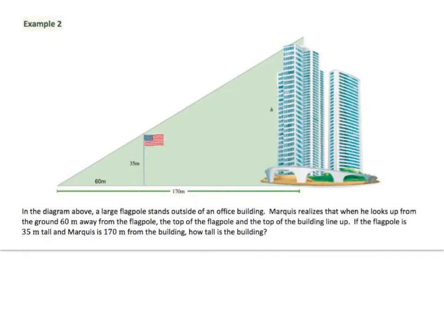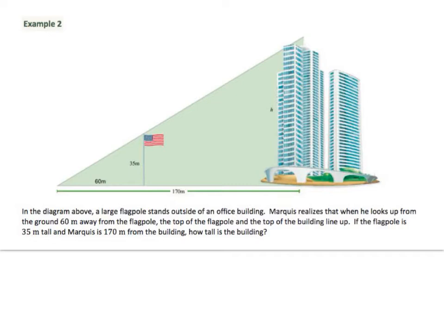In the diagram above, a large flagpole stands outside of an office building. Marquis realizes that when he looks up from the ground 60 meters away from the flagpole, the top of the flagpole and the top of the building line up. If the flagpole is 35 meters tall and Marquis is 170 meters from the building, how tall is the building?